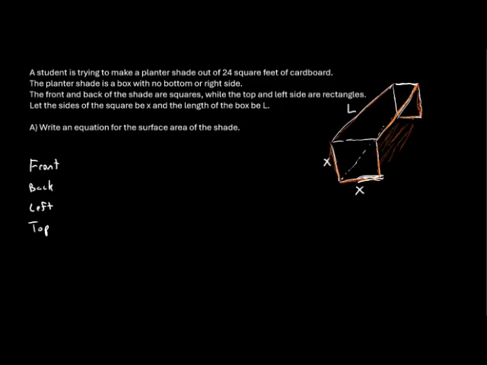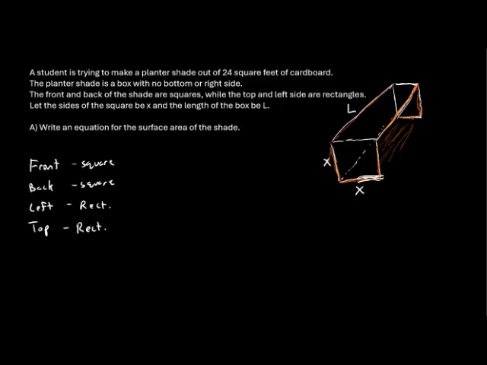Therefore, we can say that for our front, we'll have a square. For our back, we'll have a square also. For the left, we'll have a rectangle. And for the top, we'll also have a rectangle. Now, we'll try to write an equation for the surface area of the shade.